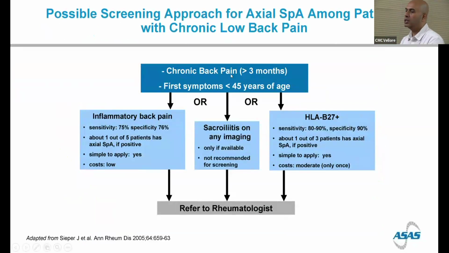Chronic back pain, which need not be inflammatory in nature, but has to be more than 3 months. First symptom around 40 to 45 years, let's put it that way. Inflammatory pain is quite sensitive. It's specific. Simple to apply because it's a yes or no, right? And about 1 out of 5 patients will have axial SpA. So again, you just have a 20% chance there, right? Sacroiliitis on imaging, if available, yes, but not recommended for screening. I mean, not at a stage where, like I mentioned, you need to be judicious with your investigations.